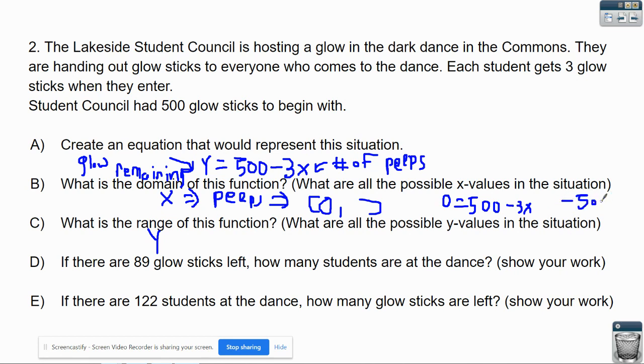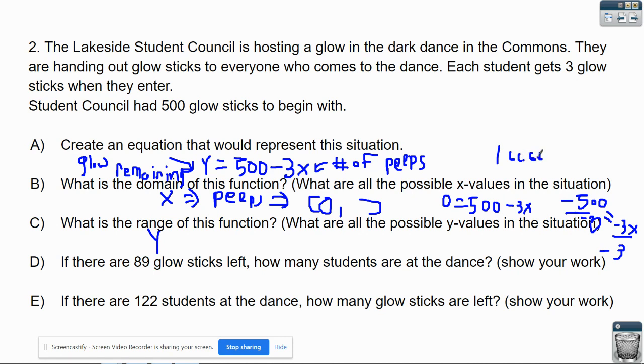So you minus 500 from both sides, and you get negative 500 equals negative 3x. To get x by itself, you divide by negative 3. Remember the opposites until we get that variable by itself. And if we do negative 500 divided by negative 3, we get 166.66. Okay.